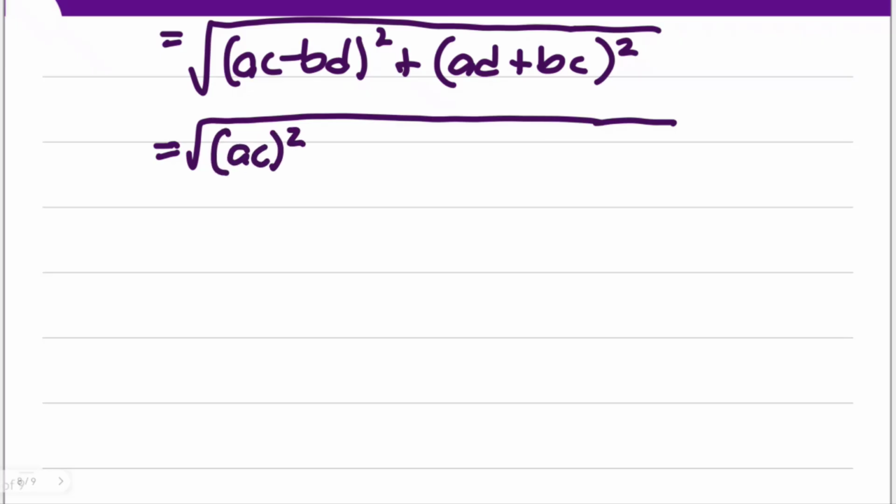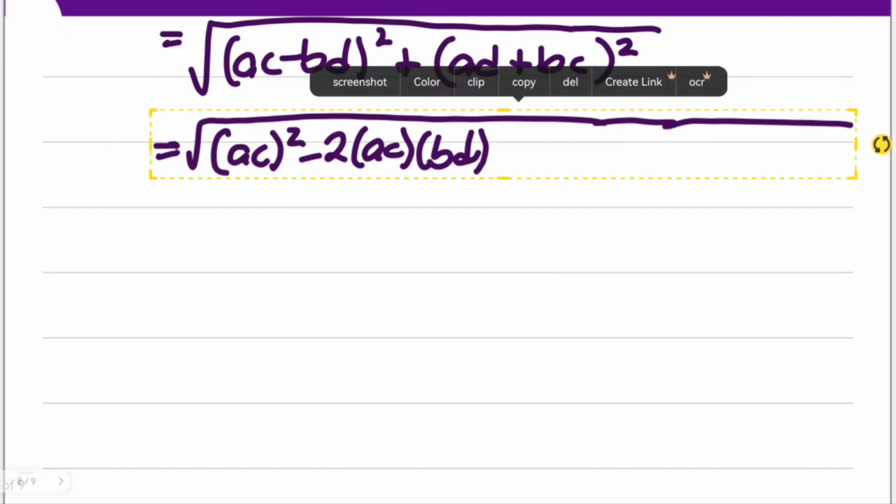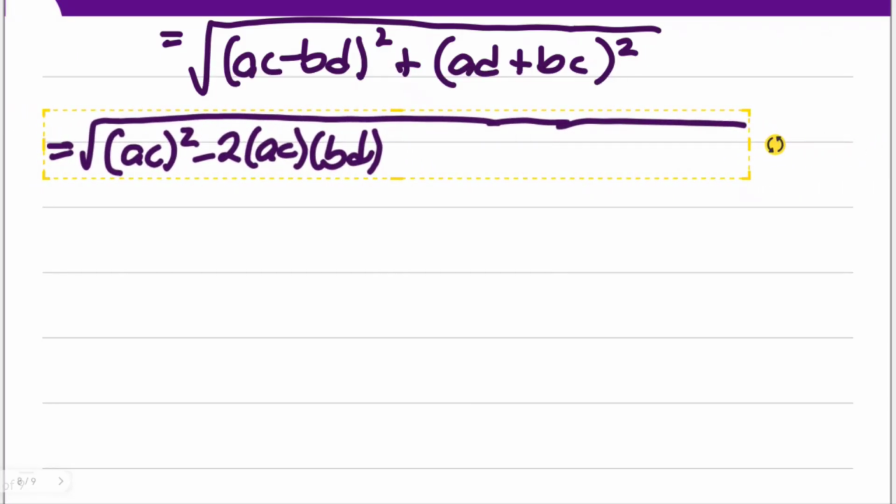AC squared minus twice AC times BD. Okay, that's actually how we square a binomial. Or let me move this a little bit closer here, because I need to work that on both binomials. Then you will have here plus the square of BD.